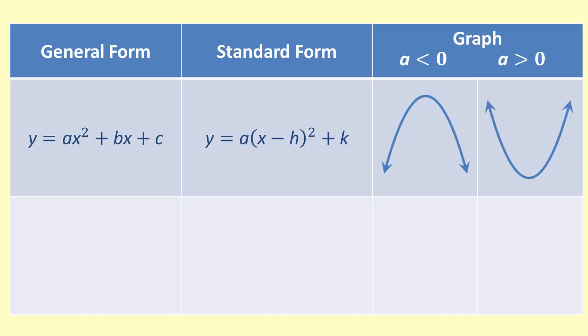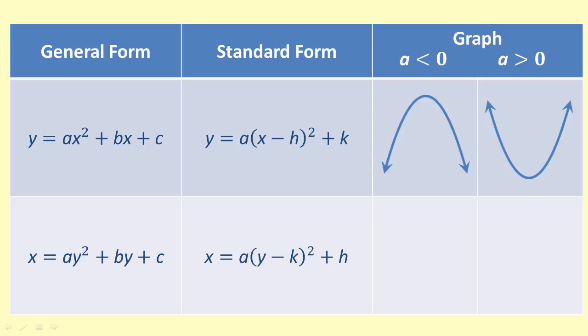When we graph the equation y equals ax squared plus bx plus c, we know it will be a parabola that either opens upward or downward, depending on the sign of a. What if we wanted to graph the equation x equals ay squared plus by plus c instead? What will this look like?